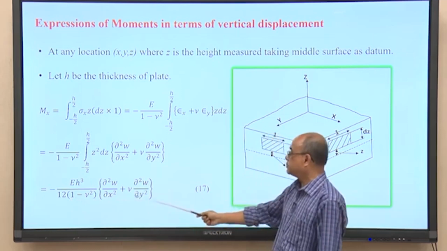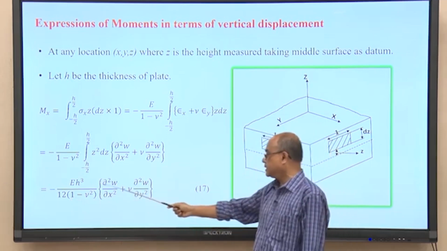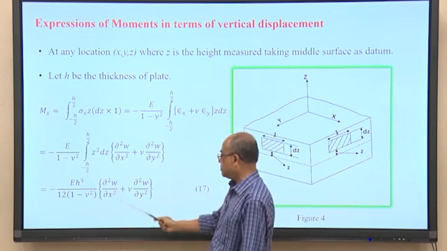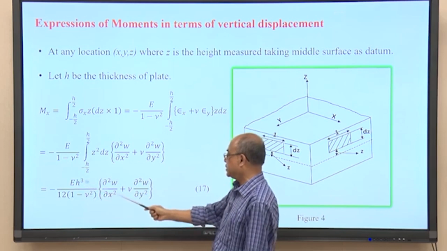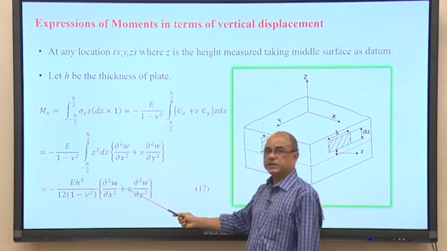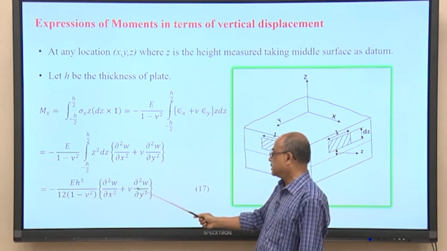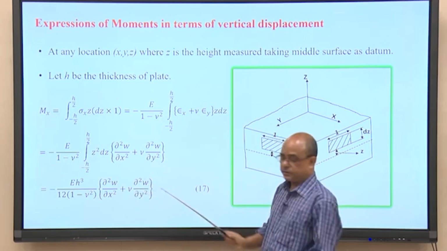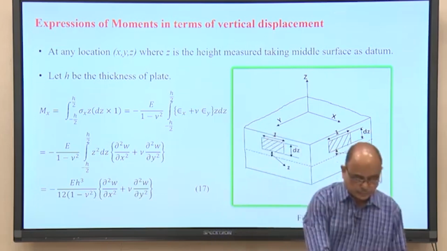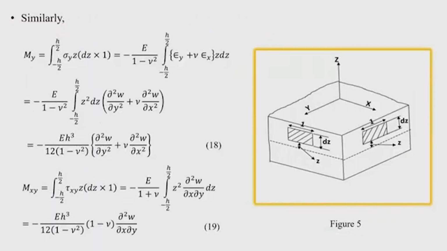So, now this is the expression for bending moment. You can easily recognize that this is a constant term which is generally termed as the flexural rigidity of the plate. This is the curvature in x direction plus mu, the Poisson ratio, into curvature in y direction. Same logic applies to the bending moment in y direction.